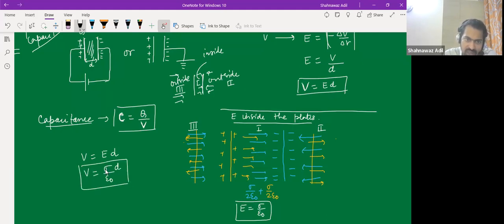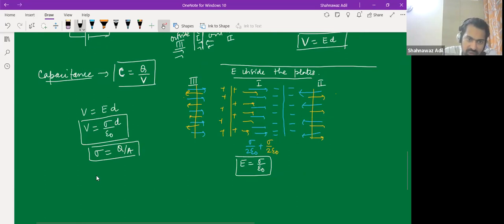Okay. And what is this sigma? This is surface charge density, right? So sigma is Q by A. So let us plug that value. So potential is how much? That is Q by A epsilon naught, and D. So this is the potential, guys. Clear?